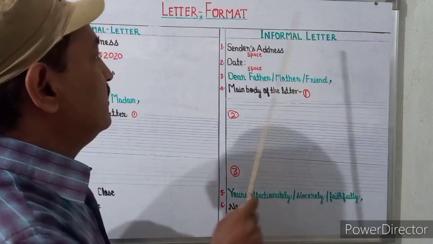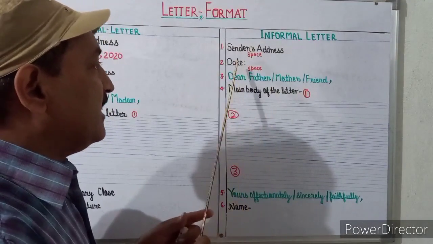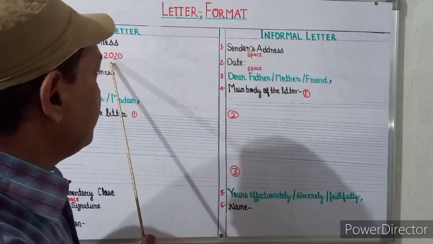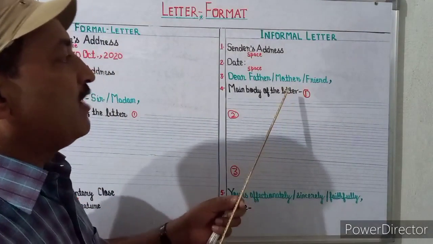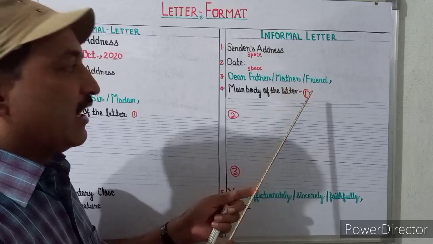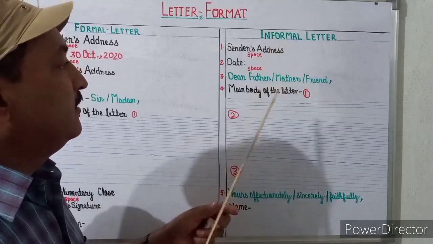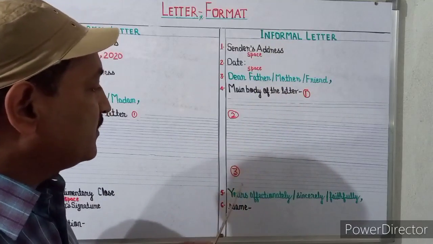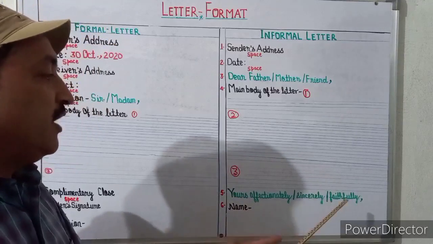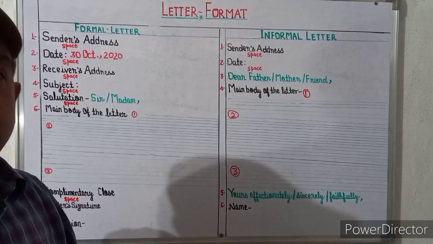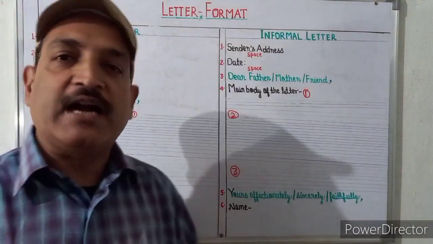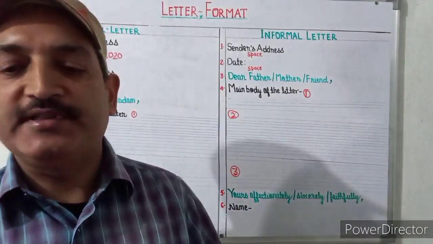In informal letter: sender's address, then date format will remain the same as I have written here, then salutation. After salutation, a separate line is not required in informal letter, then main body in 3 paragraphs, then the closing words, and then name. Since you are a student, I have so many times told you, you should not write your name in board examination.